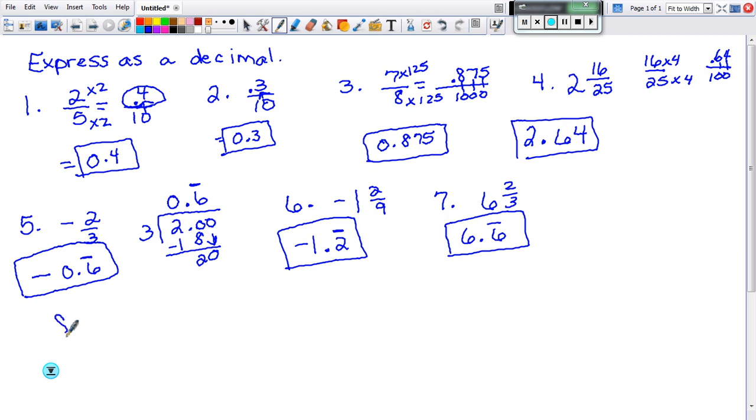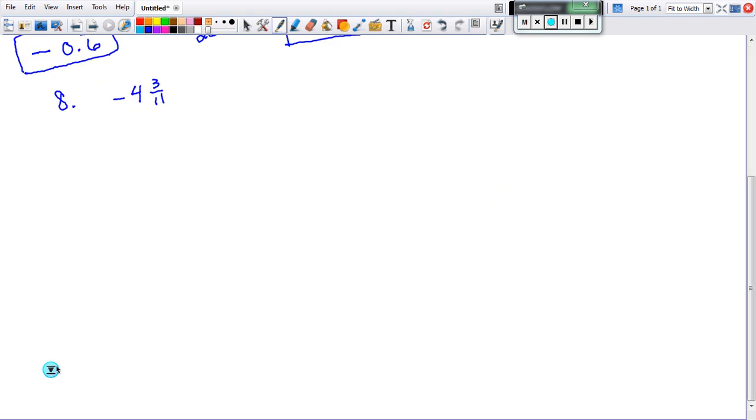Number 8, -4 and 3/11. So my -4 is going to go out front with a decimal. 3/11, 3.00 divided by 11. 11 doesn't go into 3. 11 goes into 30 2 times. 2 times 11 is 22. Subtract 30, take away 22 is 8.